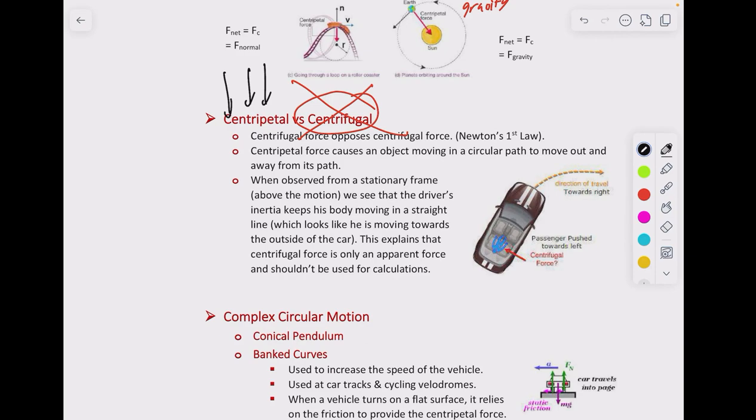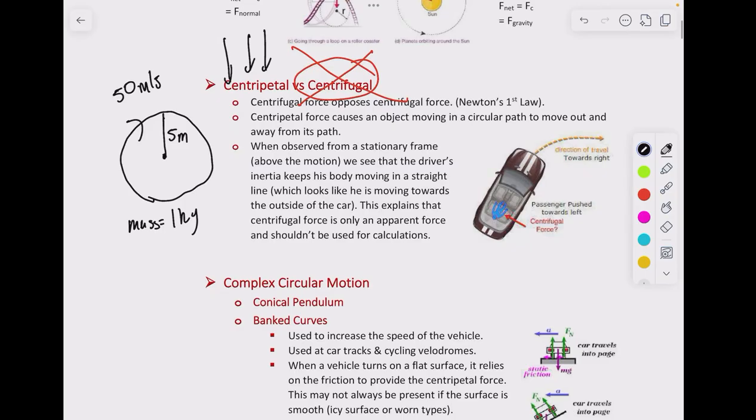Let's have a crack at a very standard question that you could get for centripetal motion. Let's just say we've got a car going around a roundabout at, say, 50 meters per second, and the radius of this car's motion is 5 meters. The mass of the car is 1 kilogram. My question to you guys would be, what is the magnitude of the centripetal force that we would require in order for our car to continue in its circular motion?